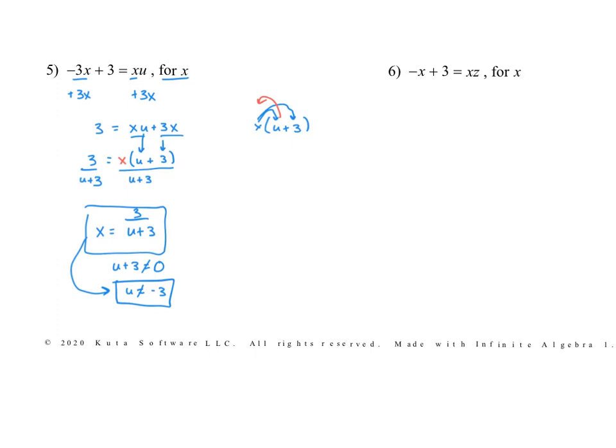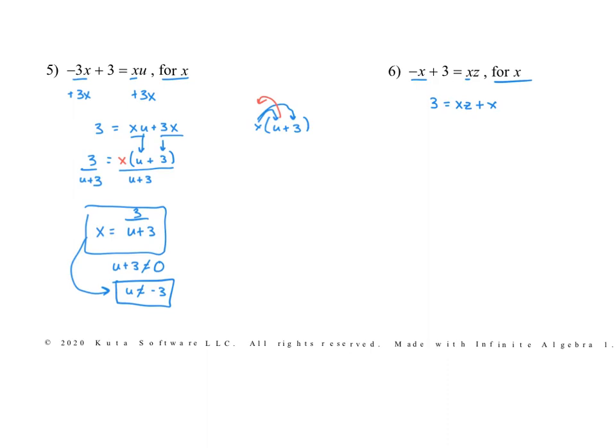All right. Last problem, we're going to do the distributing again. So we're going to do it, same principle. Over here, we're still solving for x. I have an x right here and an x right there. So first, I'm going to move my x's to the same side of the equation. So 3 is equal to xz plus x.